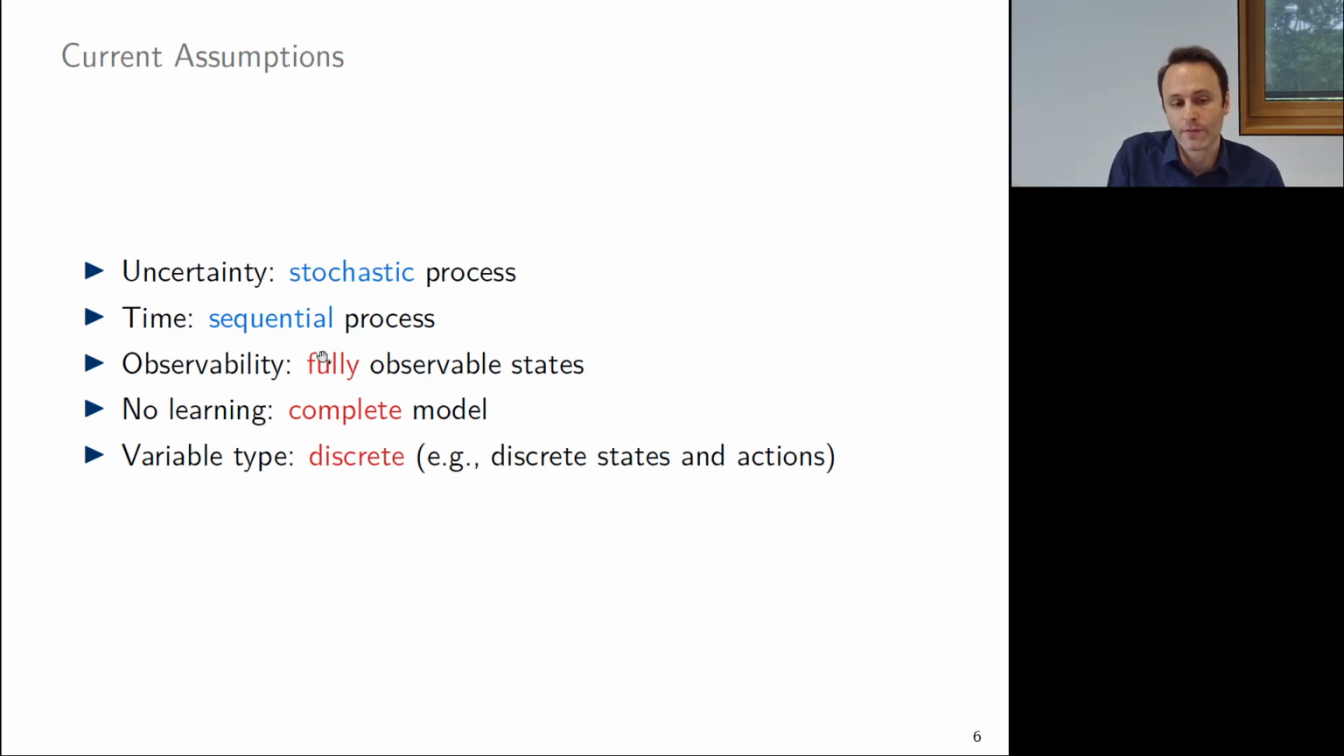So we will assume for now that we observe all the states, and also that we have a complete description of the model. That means we have the transition matrices, so we know the transition model, and also we know the reward function. So later we will learn exactly these objects. And also we assume that we have a discrete action and state space. However, later we will see how we can deal with continuous actions and continuous states.